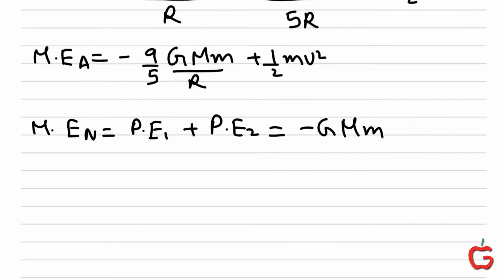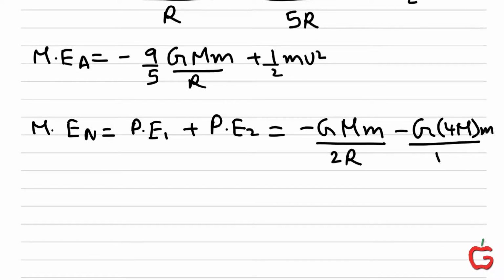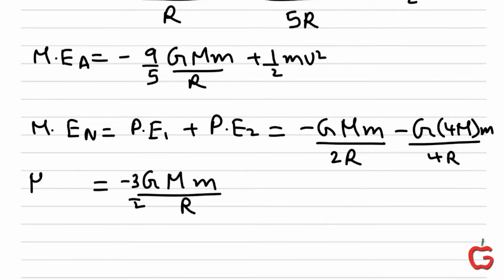So this is minus G m, small m, divided by 2r, minus G 4m, small m, divided by 4r. So adding these gives us, this 4 and 4 get cancelled out, so gives us 3 by 2. So minus G m m by r and a factor of 3 by 2. This is mechanical energy at point N.